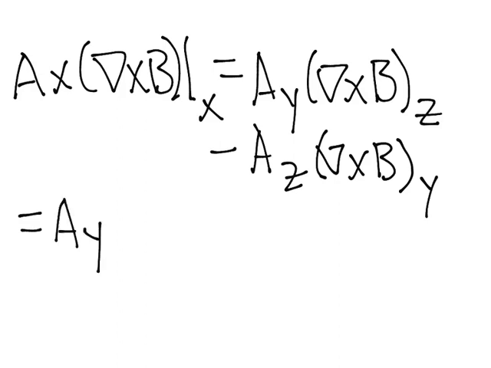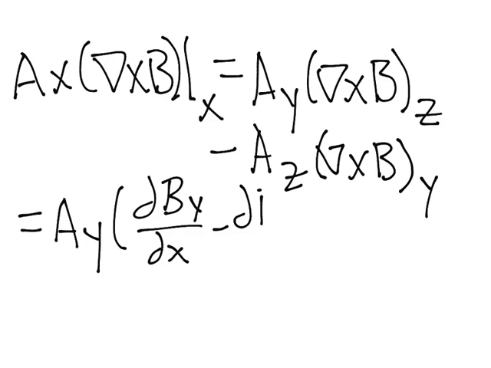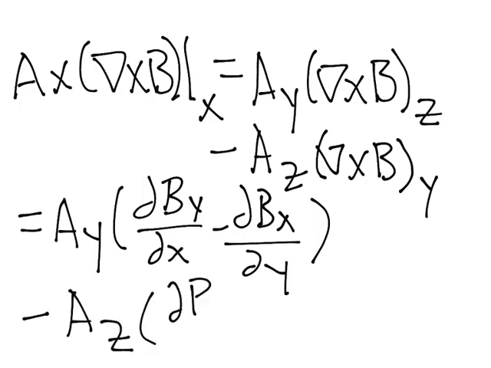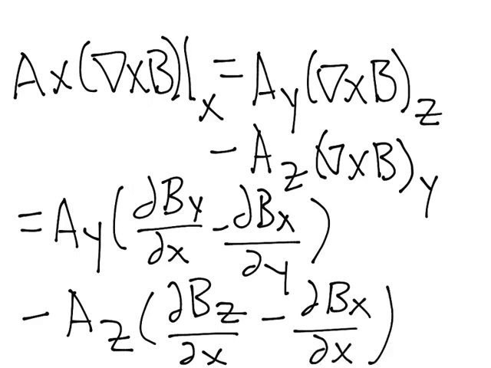And then this will, of course, be equal to AY times del by del x minus del bx del y. And I'm reading off from notes here because I didn't want to do this calculation. Minus AZ times del bz del x minus del bx del x. Okay, and I say del even though this partial sign here is not actually a del. Del is actually the grad operator, but I just say del because it's close to a d, but it isn't a d.